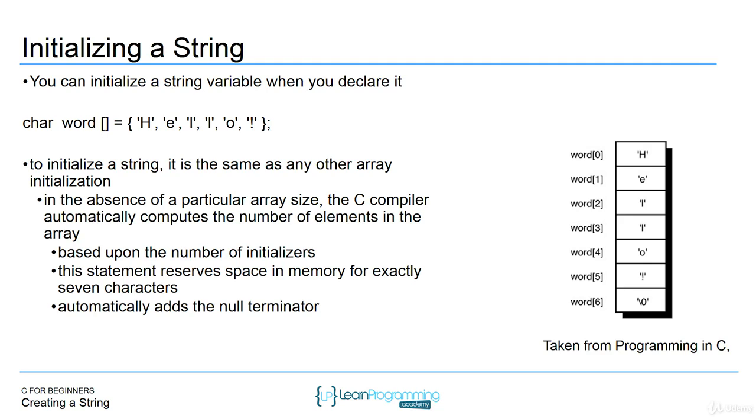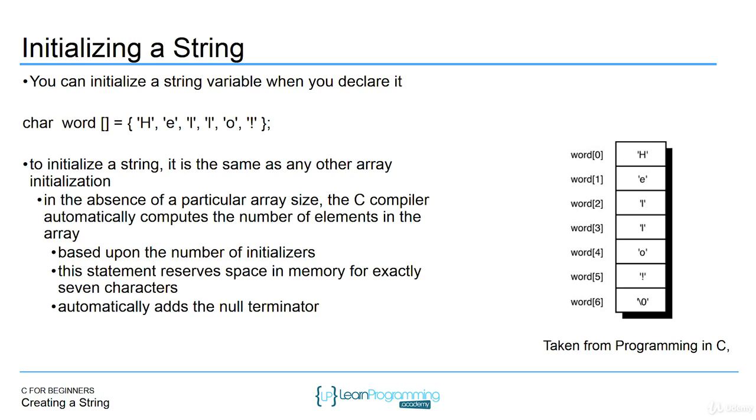In the absence of putting the size, the C compiler automatically computes the number of elements in the array and then adds 1 for the null terminator. So it's based on the number of initializers you have in between the curly braces. This statement is going to reserve space in memory for exactly 7 characters: HELLO, exclamation point, and then the null terminator. This little diagram on the right shows you that, automatically adding that null terminator.